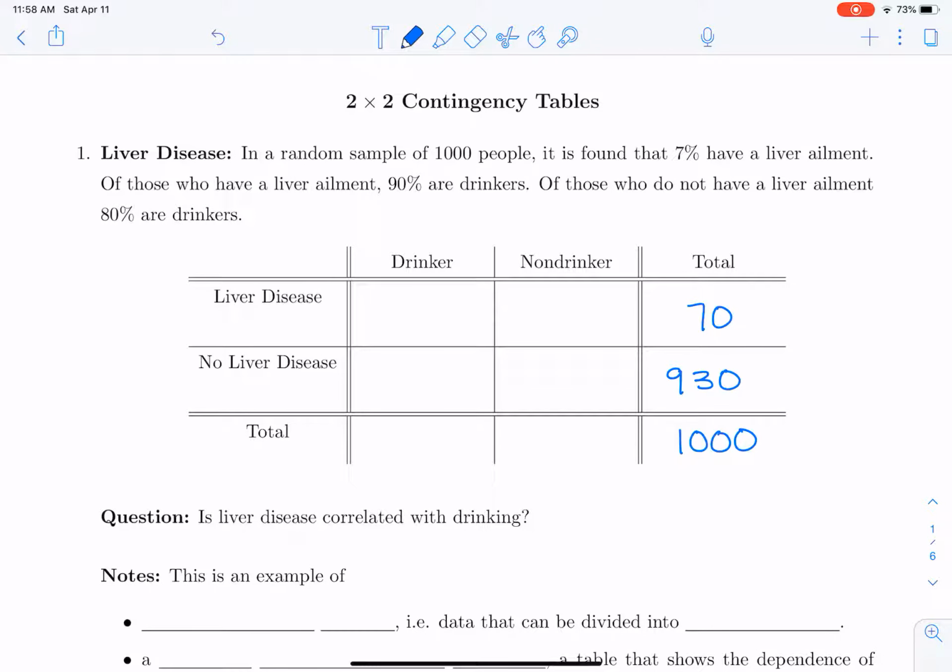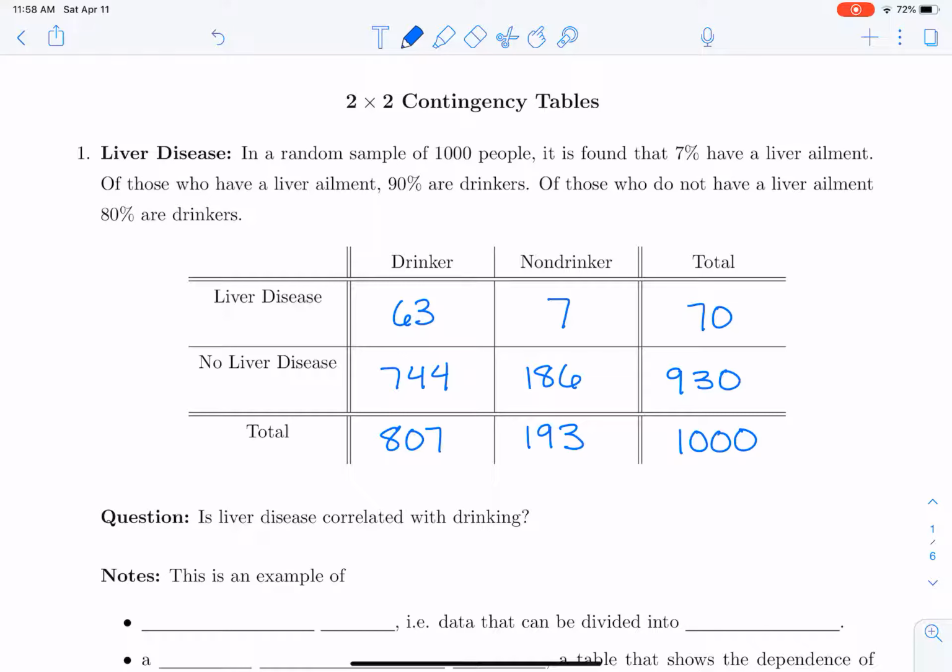Okay, and then of those who have a liver ailment, 90% are drinkers, people who drink alcohol. So 90% of 70 is 63. Okay, so that means there are 7 who do not drink. And then 80% of those who do not have a liver ailment are drinkers. So 80% of 930 is 744. And that means there's 186 people left over who do not drink. Okay, so we can say that there are 807 people who drink, and there's 193 people who do not drink.